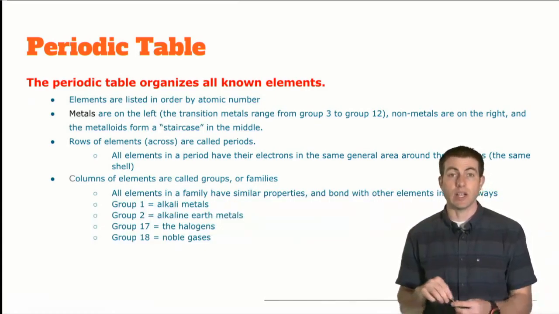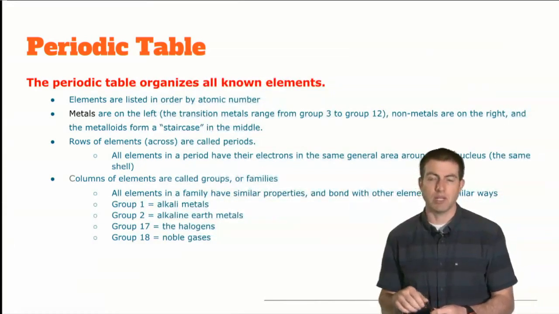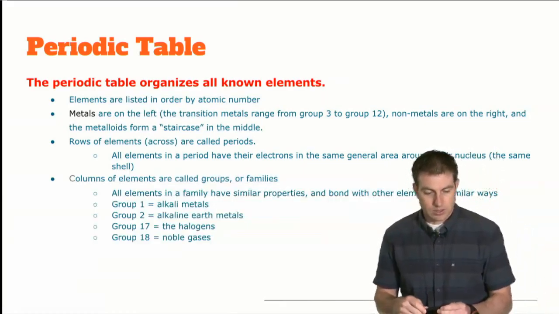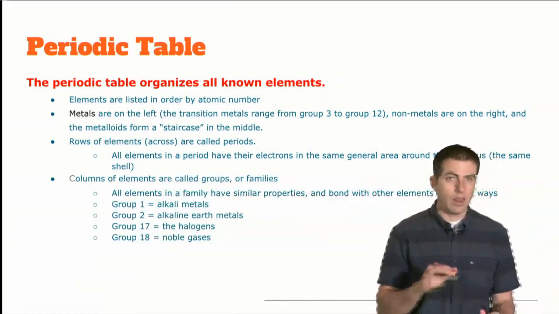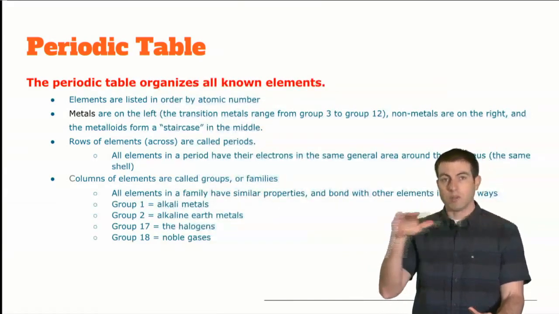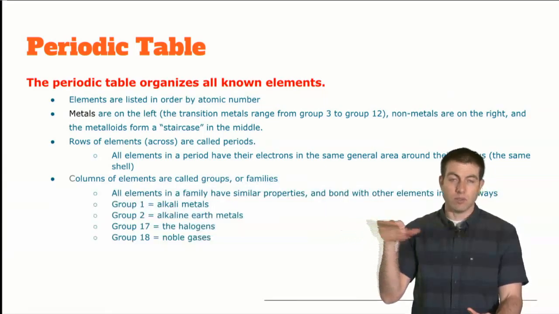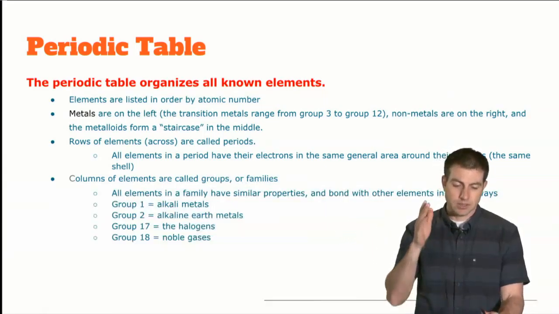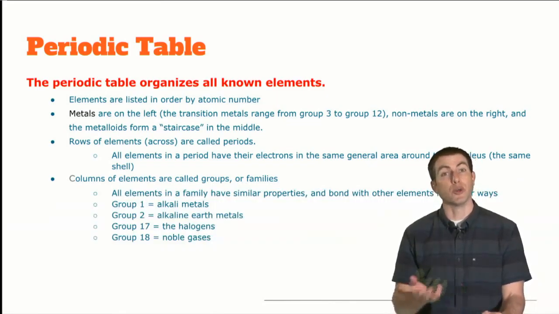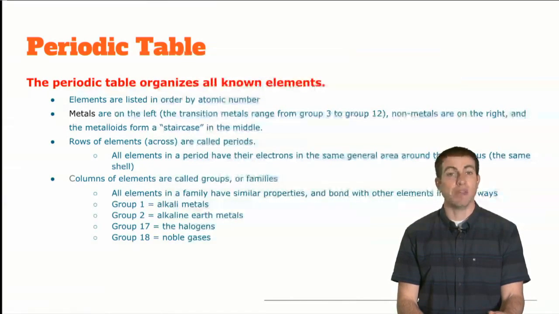They make a little staircase in the middle, and you'll see your periodic table has a nice dark black line to show you that staircase. So some other terminology that we talk about is a row on the periodic table. Going across a row is called a period. And when we talk about columns, we can call them groups, or sometimes we'll call them families.